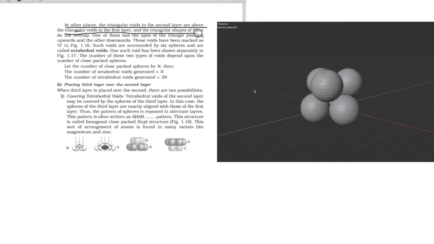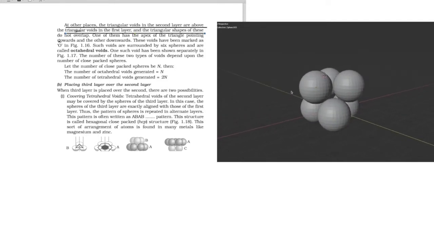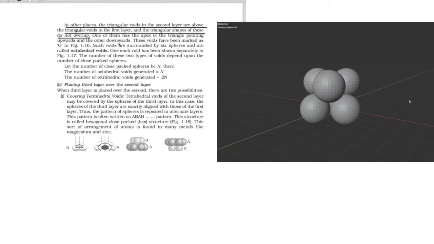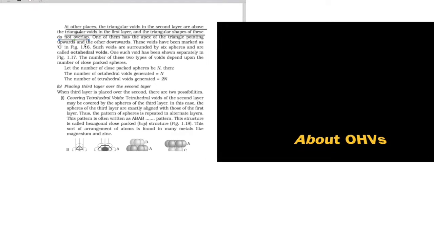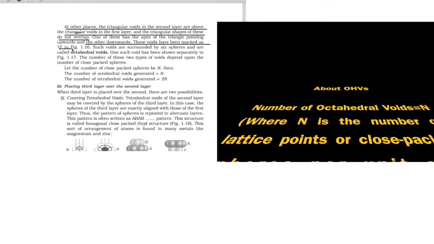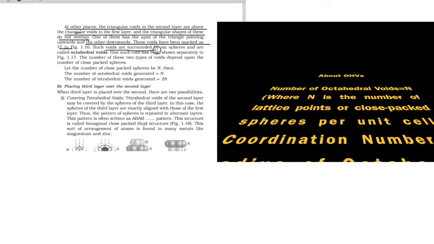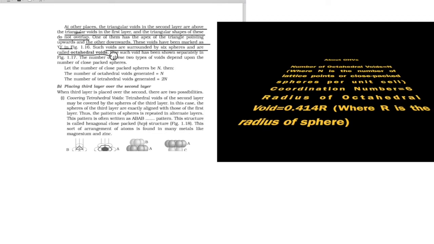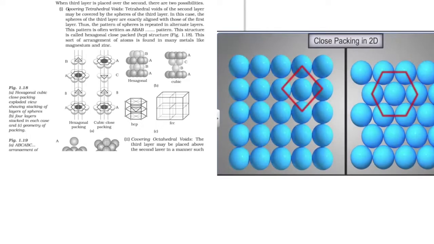And the triangular spheres of these do not overlap. One of them has the apex of the triangular pointing upward and the other downwards. These voids have been marked as O. Such voids are surrounded by 6 spheres and are called octahedral voids. When third layer is placed above the second layer, there are two possibilities.